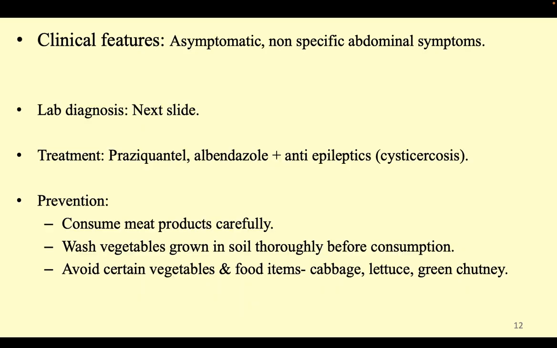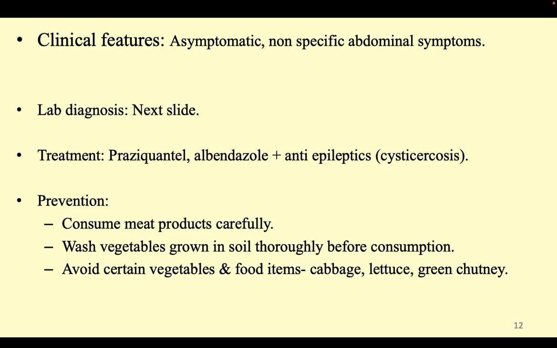Clinical features, again, as long as it is an intestinal infection, the symptoms are similar to Diphyllobothrium latum infection. It will either be asymptomatic or there will be non-specific abdominal symptoms that we have already discussed. Laboratory diagnosis will be discussed in detail in the next slide. Treatment again is praziquantel, single dose 25 mg per kg body weight. And if a person has neurocysticercosis and needs treatment, then we can either give praziquantel in case of heavy infection, or we can give albendazole along with anti-epileptics so that the patient does not develop seizures or epilepsy.